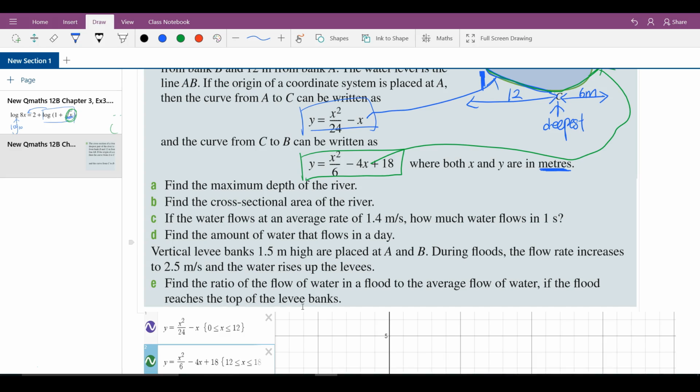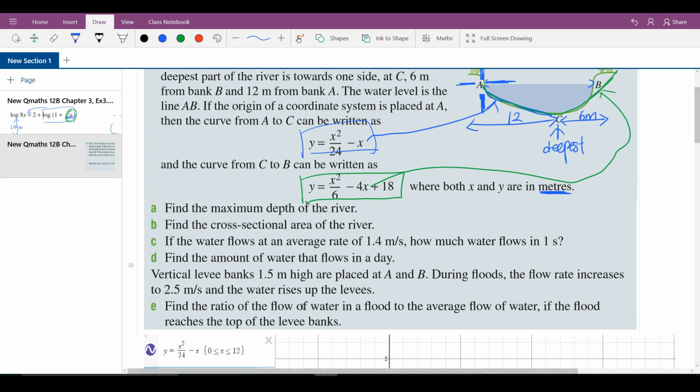Part C. If the water flows at an average rate of 1.4 meters per second, how much water flows in 1 second? I love this question because it says how much water. We're not looking for area, we're looking for the water itself. Water in the 3D world is three-dimensional, so what sort of unit does it have? Water should have a unit of liter, and liter is also equal to meter cube.